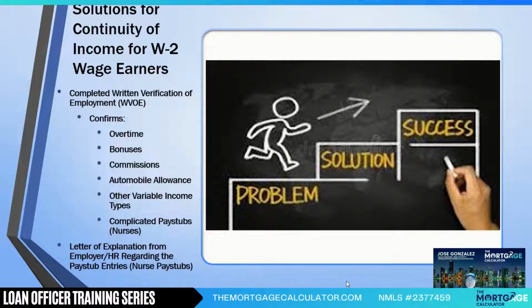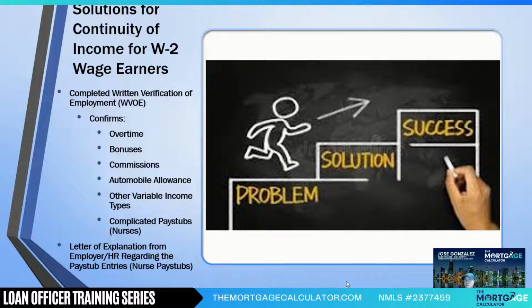So again, the solution for continuity of income, in this case our variable income, is most easily completed via a completed written verification of employment form, also known as the WVOE. That is the best solution, not just for confirming receipt of the income, but confirming continuity of that income. In this case, it is going to confirm the overtime that's going to continue, plus the overtime that was paid in the prior years, so that we have a correct average.